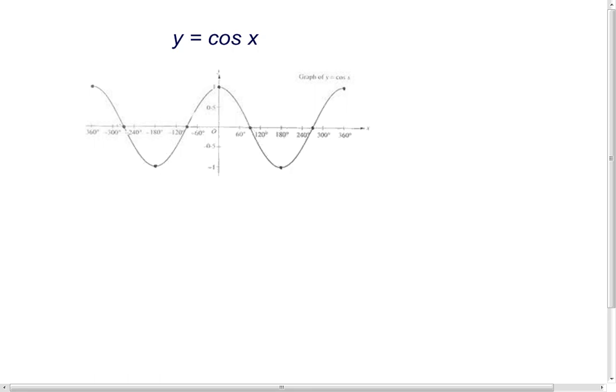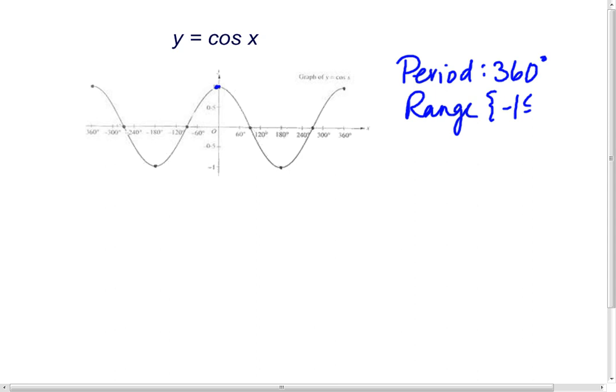Y equals cos x. We also spent time with that, and they're awfully similar. But the initial value, or the y-intercept, is at 1. So we start on the maximum value and travel through the minimum back to a maximum. Many things are the same. The period is 360. It takes 360 degrees to complete one cycle. The range. Maximum and minimum values are the same. Y lies between -1 and 1, and it is a continuous function.